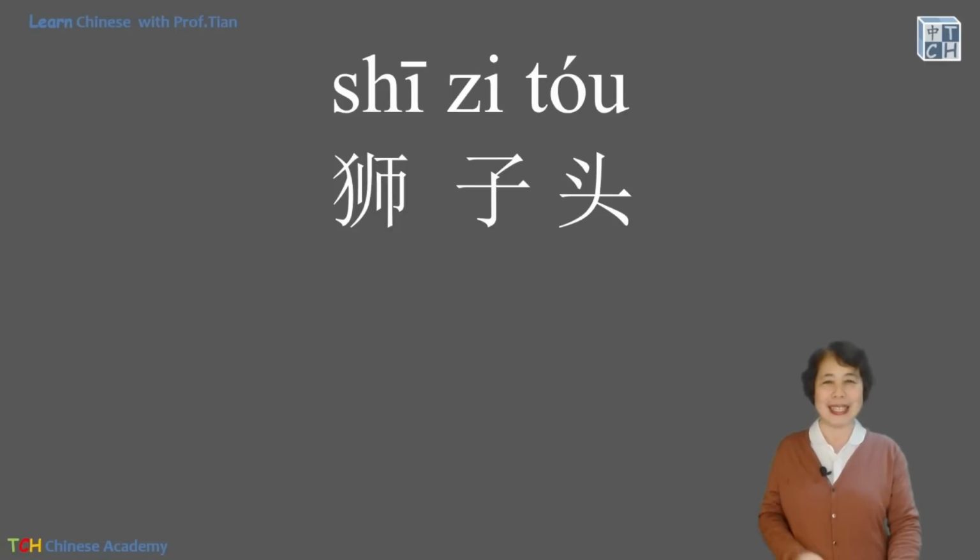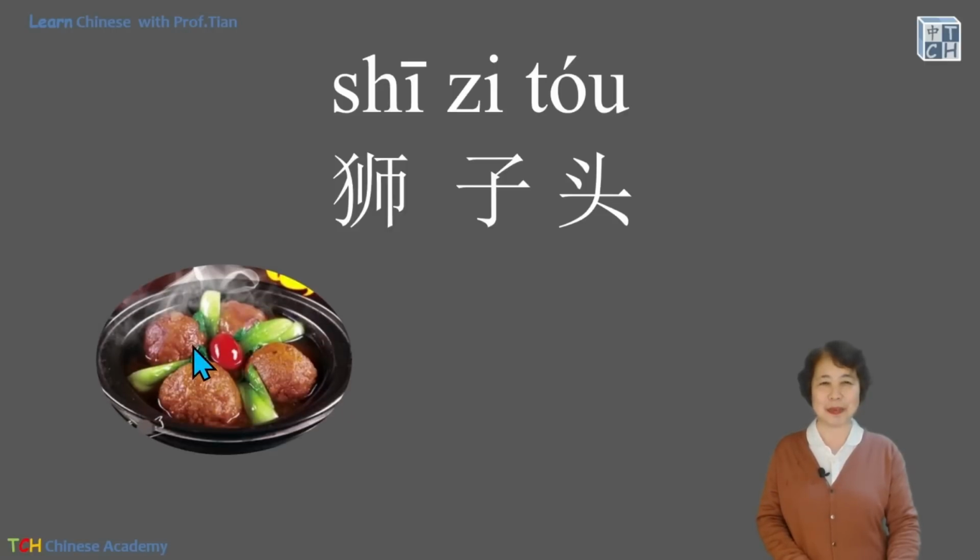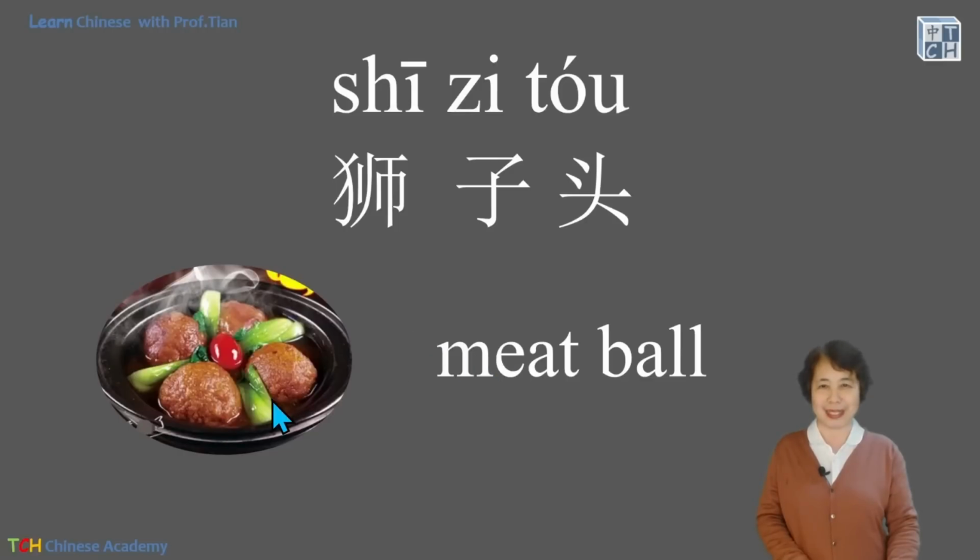No, it's this. So literally they are meatballs. So these are the meatballs made of pork. And so we just give them a very fancy name. It's like the head of the lion. So this is 狮子头. Now let's look at the next dish.